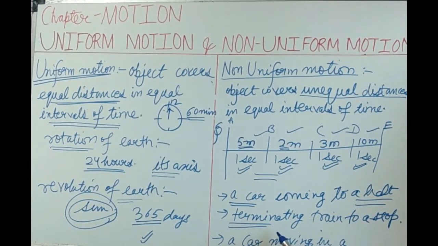We have taken other examples, a train coming to a stop, and a car moving in a crowded street. When there is more crowd, the car will move slowly and cover lesser distance. When the crowd becomes less, a car can cover more distance. So unequal distance is covered in equal intervals of time. All these are examples of non-uniform motion.